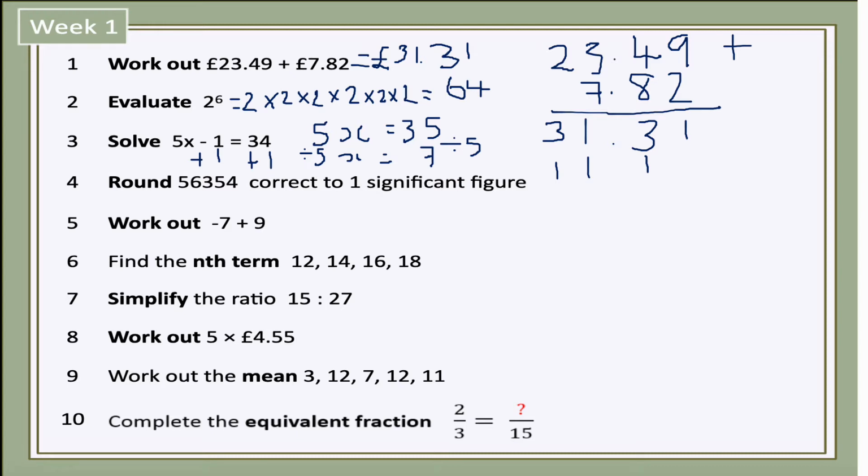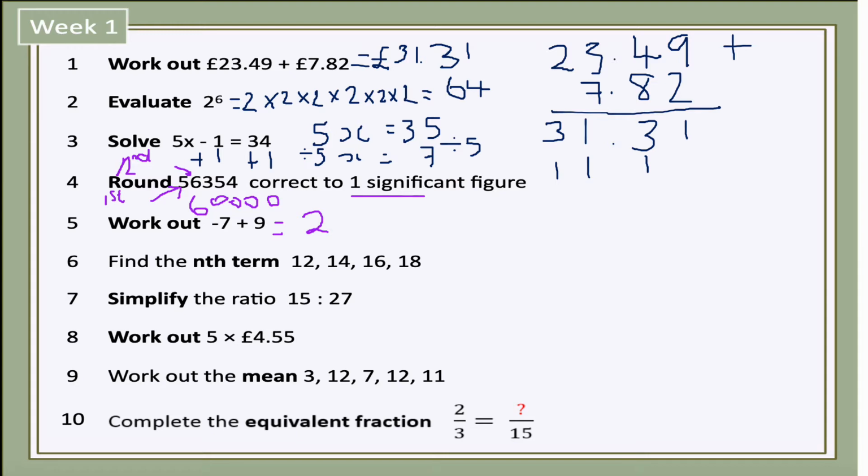This is question number 4. Round 56,354 correct to one significant figure. So 5 is my first significant figure, 6 is my second. Okay, so we want it to one significant figure, so we will look at the second digit, which is 6, so I round up, so the answer is going to be 60,000. Okay, so 6 is my first significant figure, the rest are zeros, so that is my answer to one significant figure. This is question number 5. Work out minus 7 plus 9. Well, that gives me the answer of 2.